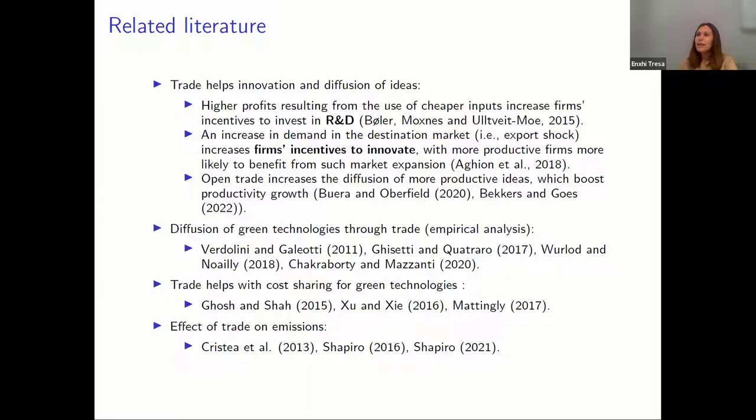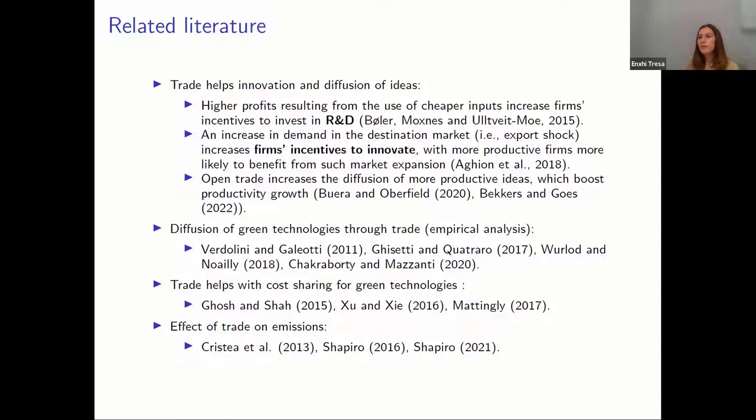Now, this paper is related to different strands of literature. The first one is that trade helps in innovation and diffusion of ideas. And as a result, there is more incentive to invest in R&D. This induces higher profits. Also, firms are able to expand their market access and have positive demand shocks from the export destinations. And most importantly, diffusion of more productive ideas through trade will boost productivity growth. So this would bring growth to different countries.